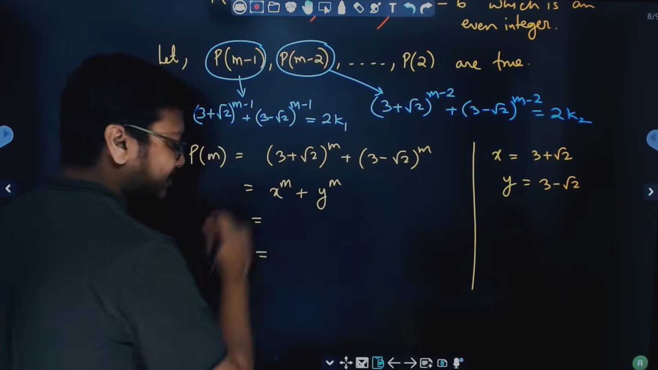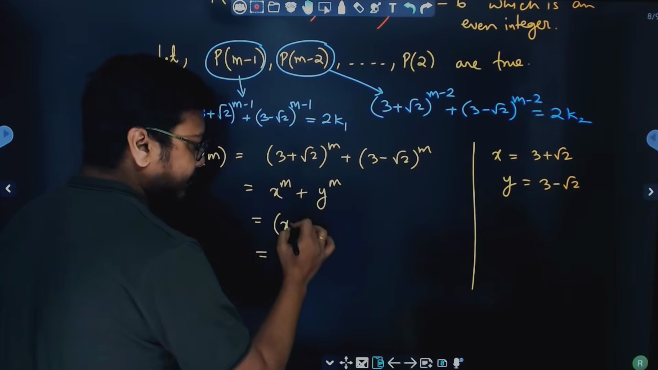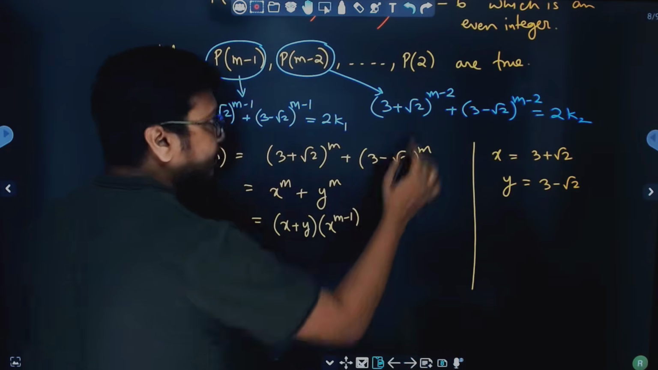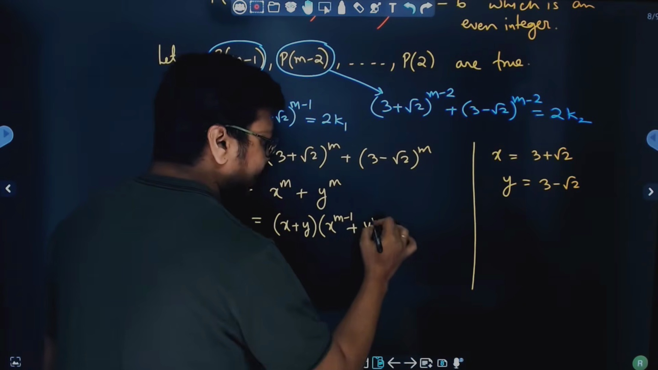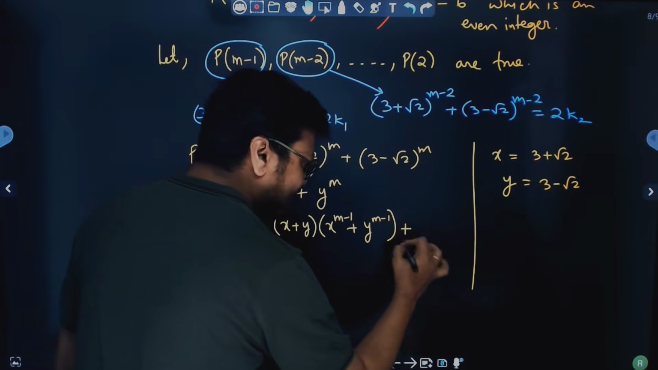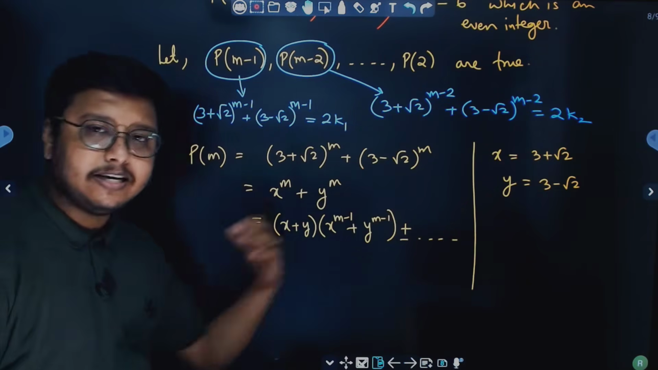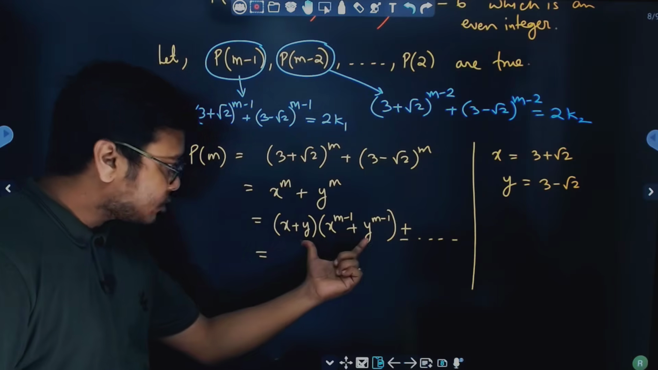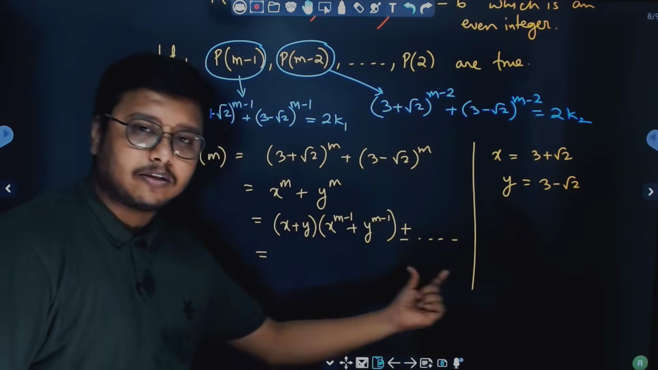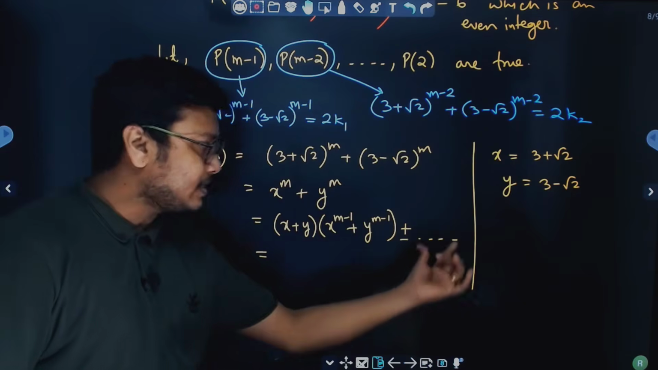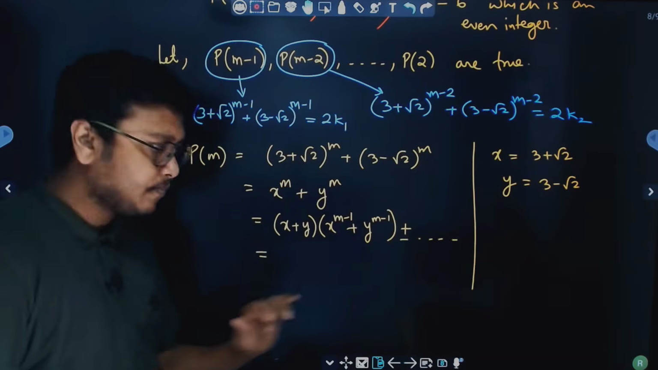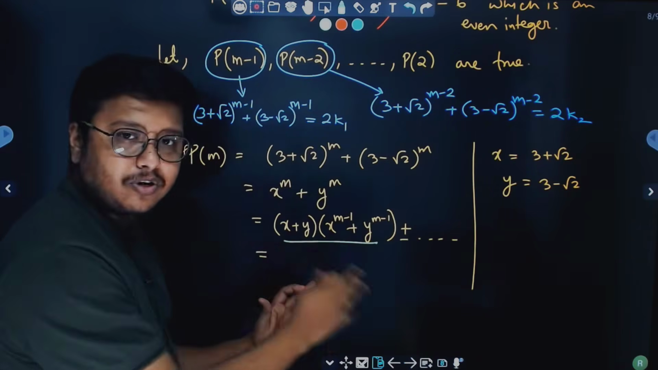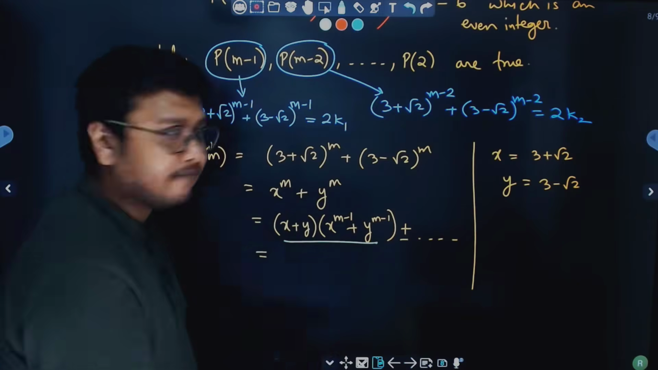I want to write this statement in this format: (x plus y) whole into (x to the power m minus 1 plus y to the power m minus 1), and plus minus whatever terms are needed for the adjustment. What I will do is first break this multiplication and see what the total terms are. Whichever term is missing, I'll fill that up in this step. So first let me concentrate on this multiplication. Whatever extra terms I'm getting, I'll come back to this line and complete it.